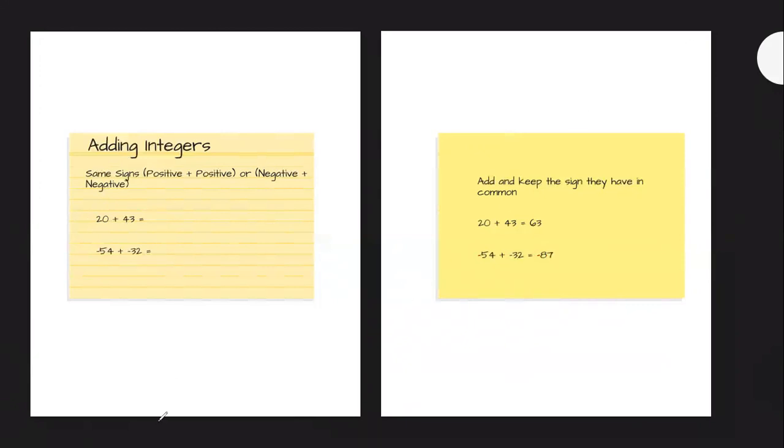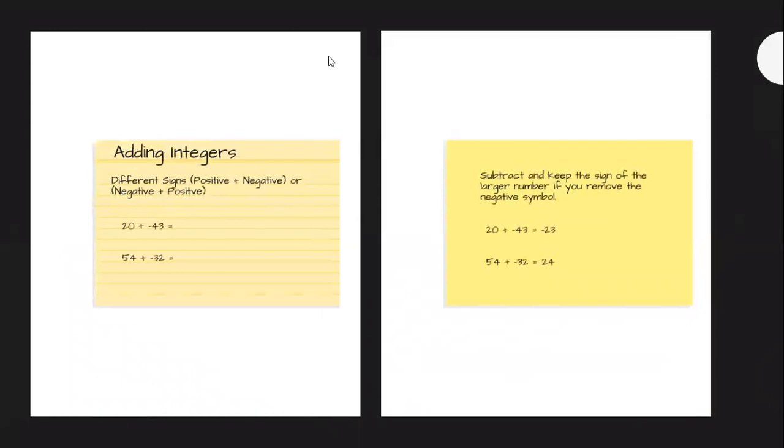Another example is what do you do if the signs are different? And so in adding integers, you definitely want to make sure you talk about what do you do if the signs are different, a positive plus a negative or a negative plus a positive. So if you have 20 plus negative 43 or 54 plus negative 32, one is a positive, one's a negative. The answer on the back: subtract and keep the sign of the larger number if you remove the negative symbol. So for example, 20 plus negative 43.